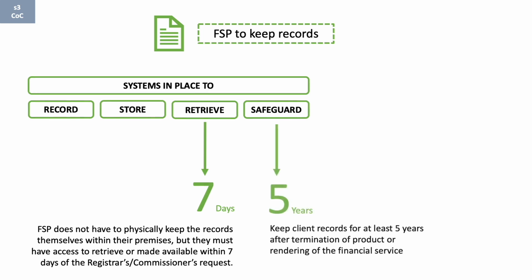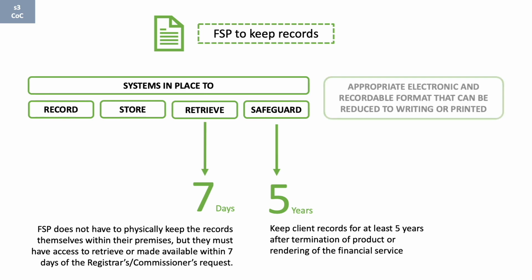The FSP must keep client records for at least 5 years after termination of products or rendering of the financial services. Therefore, the FSP must safeguard clients' records for at least 5 years after the termination of a relationship with that client. The FSP can keep records in an appropriate electronic or recordable format that can be reduced to writing or printed.